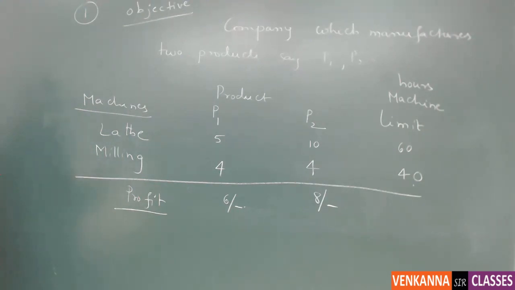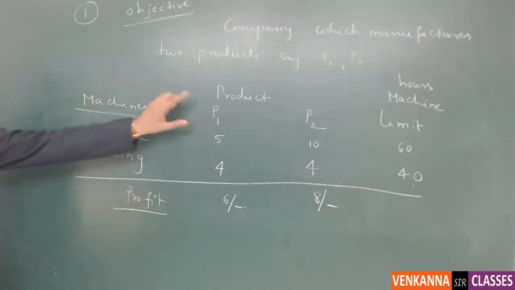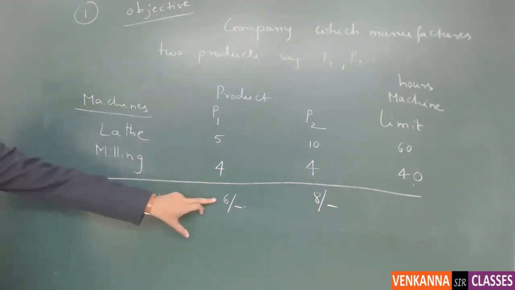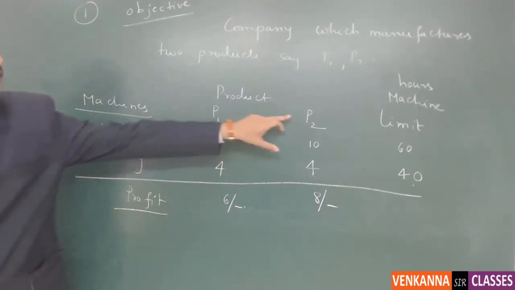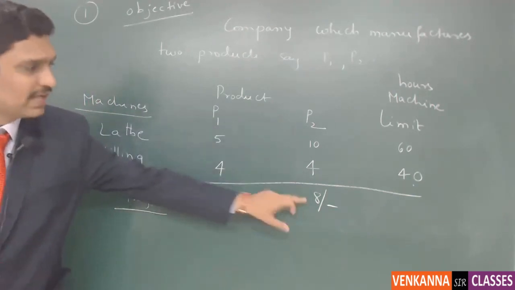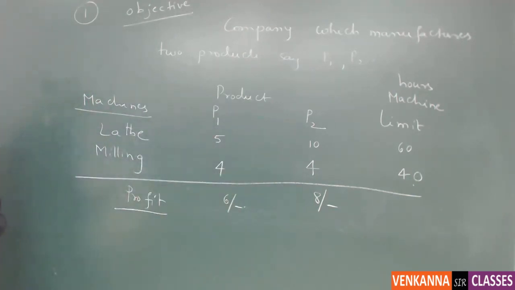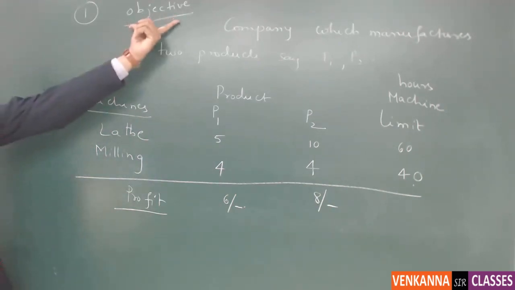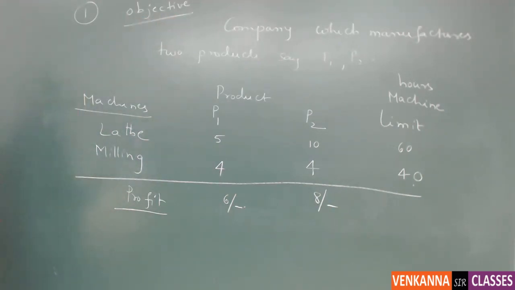The only concept of LP is either to maximize or minimize. So the concept here is maximization, because I know if I sell the product P1, I will get 6 rupees profit. If I sell the product P2, I will get 8 rupees profit. So if I am a business person, my objective is nothing but maximization of profit. Do you accept? Any queries for anybody?